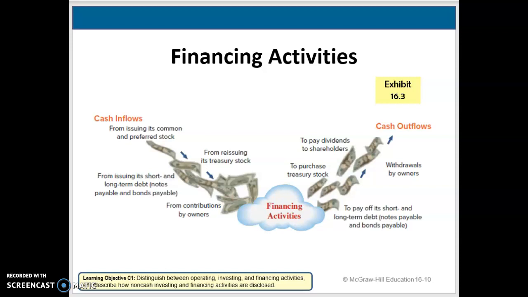When we're looking at financing activities, it's going to include, again, the sources of cash from investors or banks, as well as the uses of cash paid to shareholders. So we might see payments of dividends, payments for stock repurchases or treasury stock, and then we might see the repayment of debt principal or loans also in this category.